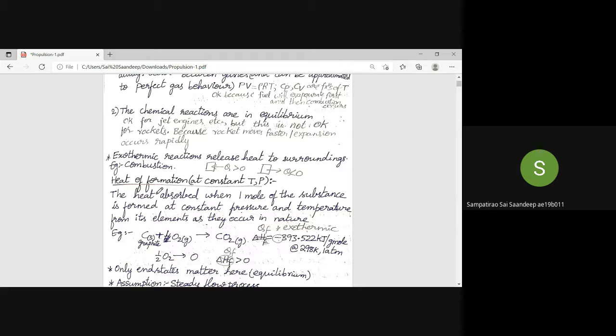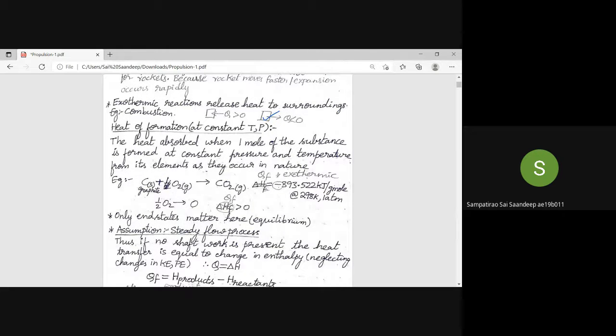So next, some basic chemistry. We call reactions exothermic if they release heat to the surroundings, and the best example of exothermic reactions is combustion, that is this kind of reactions.